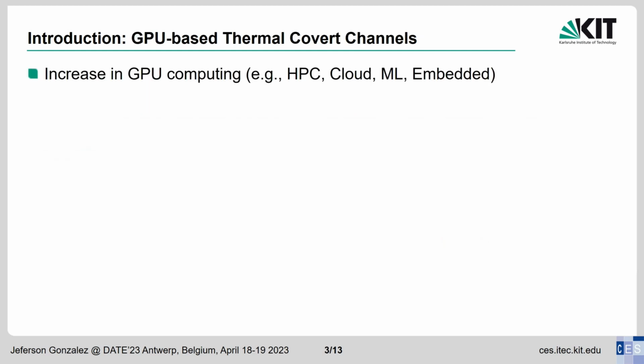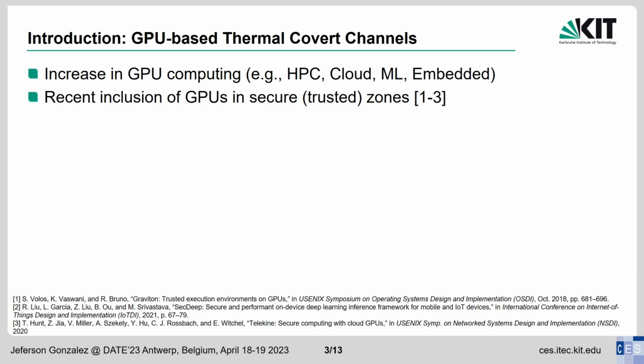In recent years, GPU computing has risen as an efficient way to accelerate computation in several domains, such as high-performance, cloud computing, and machine learning, due to its highly parallel nature. Because of this, the GPU has been included in security-critical applications as well, as part of secure and trusted zones. Due to their applicability to sensitive data, GPUs have been recently the target of timing-based side and covert channels. However, until this work, it remained an unconsidered resource for thermal covert channel attacks. In this work, we proposed the first concept of a GPU-based thermal covert channel.